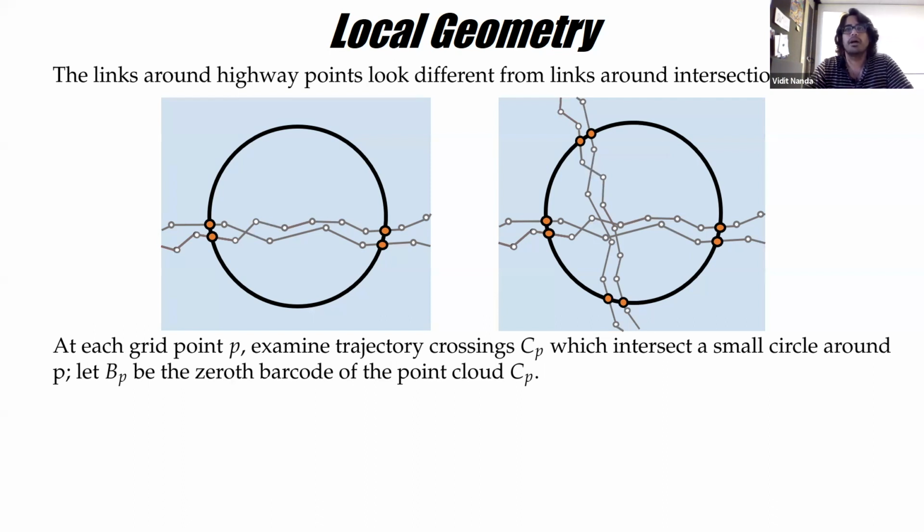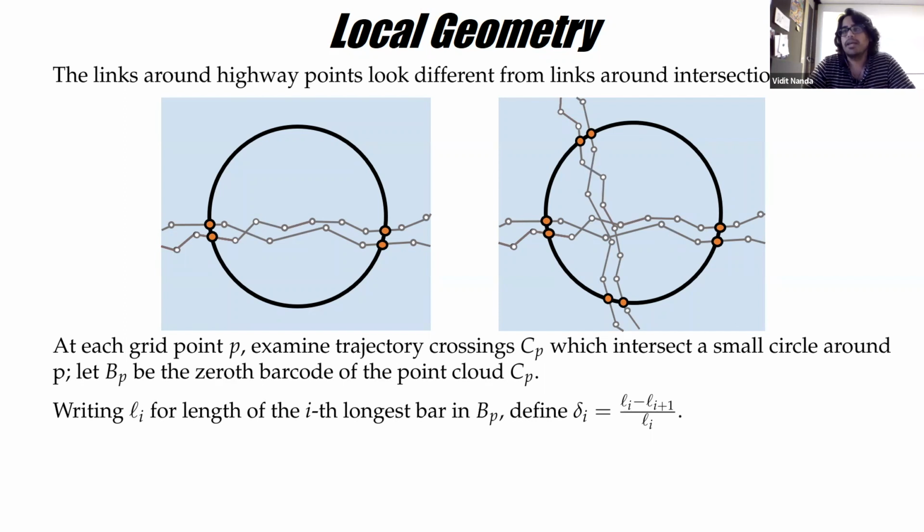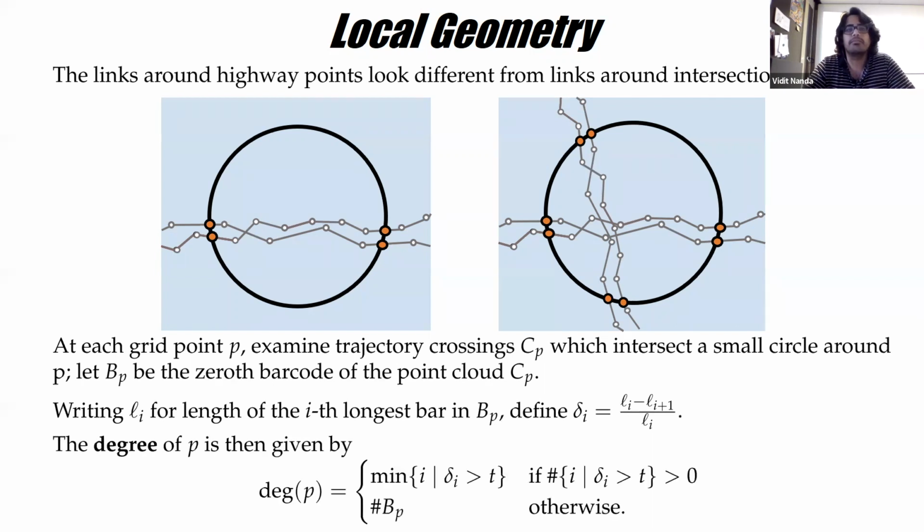So this is a set of nearby trajectories crossing that point. And just compute, I mean, this is points living on a circle. There's not much to do with higher dimensional homology. So we're just looking at the zeroth barcode. So write Li for the length of the ith longest bar and define this ratio, which is the difference of adjacent bars normalized by the length of the ith bar. And the putative degree of P is this weird formula, which I'm not going to read out because it's painful.